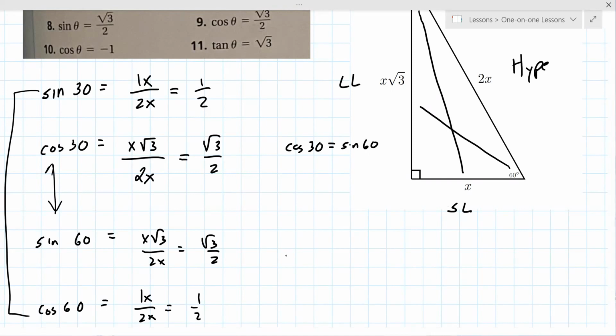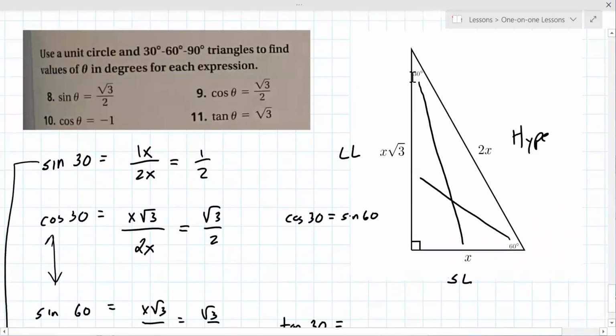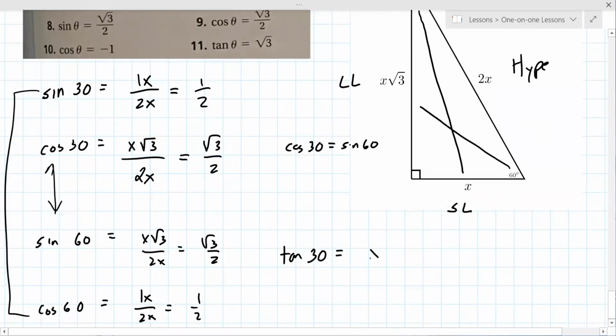Now tangent. Let's do tangent of 30. There's a couple ways to do tangent of 30. You could do sine over cosine, or you could do it in terms of this. So 30 up here in your reference triangle, it would be opposite over adjacent, which is x over x square root 3, which is 1 over square root 3. You rationalize by multiplying top and bottom by square root of 3.